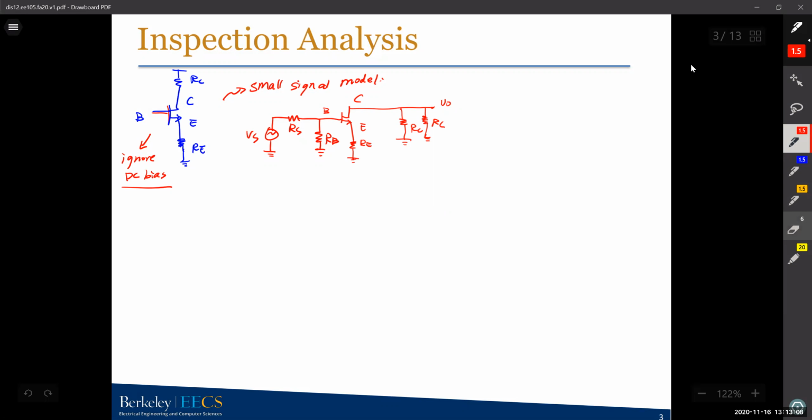The only difference from what you have learned is I did not replace the BJT with the hybrid pi model. I still put the BJT here. The inspection analysis will basically do some derivations, and you will know some expressions for resistance and gain of your circuit. For the analysis or derivations, you can refer to the Professor's last week's lecture. He defined 3 different resistances.